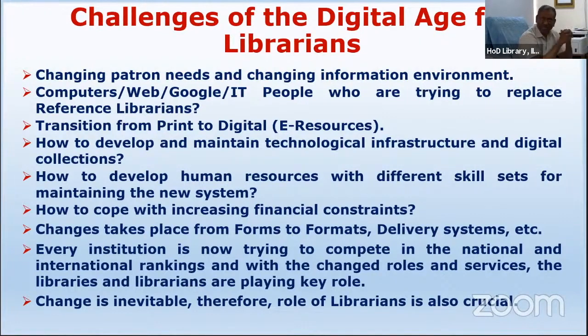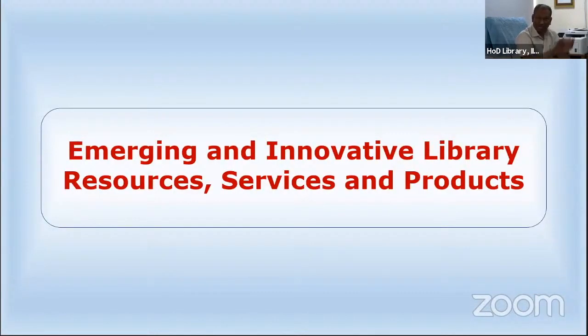Then every institution is now trying to compete in national and international rankings. And with the changed roles and services, libraries and librarians are playing a key role. Every librarian or administrator in the institution is required to provide data for different ranking agencies. While you are applying for NIRF or QS ranking or Times Higher Education ranking or the Chinese ARWU ranking, you need to compile a lot of data. And the academicians or librarians involved are trying to help their institution provide all this information. This change is inevitable, meaning you cannot escape from it. Therefore, the role of libraries, academicians, and people in research is also changing.